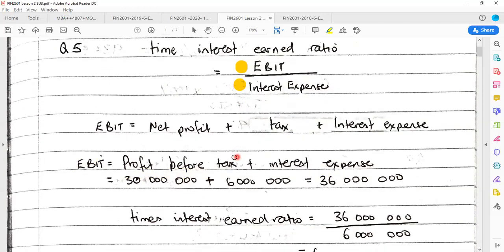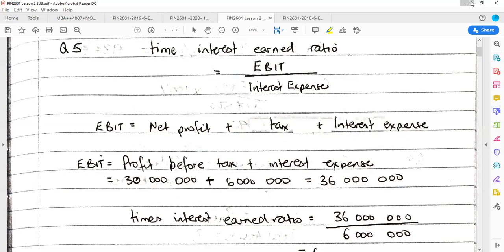So in this case, we simply take our profit before tax, which is 30 million, and we add our interest expense, which is 6 million, and we get 36 million. And then we simply divide our EBIT, earnings before interest and tax, by interest expense. If they had given you net profit, you would have to add back tax and interest expense.